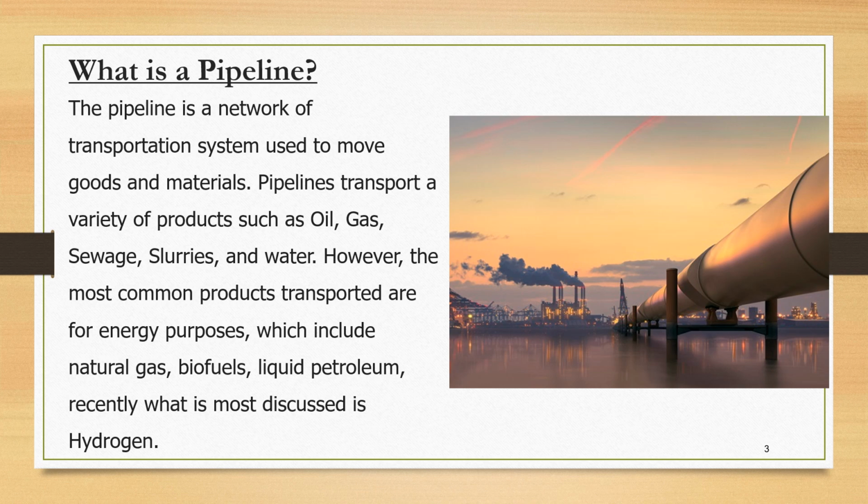Now what is a pipeline? A pipeline is a network of transportation system used to move goods and materials. So pipeline systems, or rather pipelines, carry a fluid from one location to another location. It is a transportation system. And what are the products it usually transports? Pipelines transport a variety of products such as oil, gas, sewage, slurries, and water.